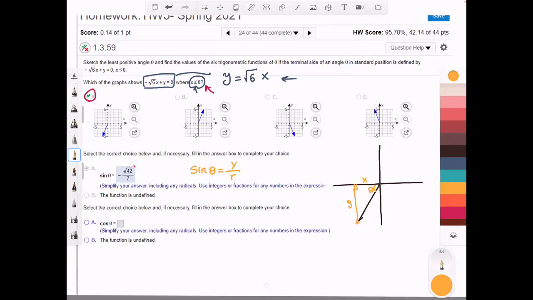If we had a value of y and r, then we would be done. What do we know about this line? Any point on this line has a value x and y, correct? What do we know about y? Y is root 6x. So I'm going to write it again. This is a tricky part. So it's x, comma, root 6x. Are you guys okay with this?